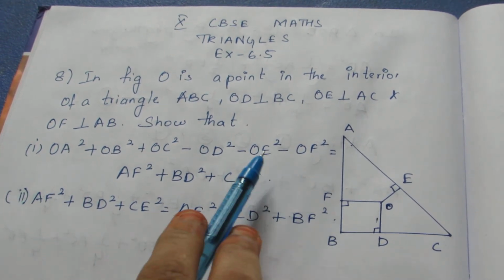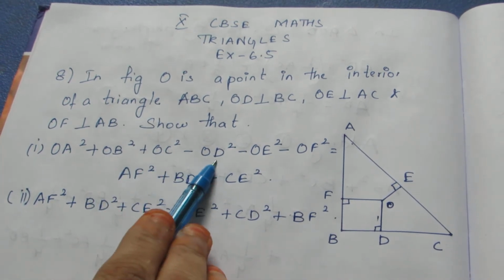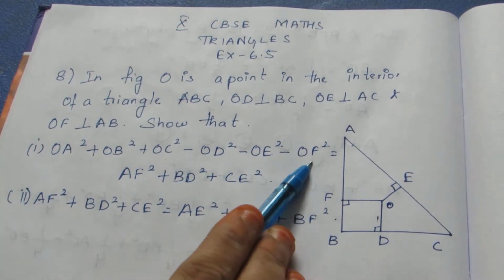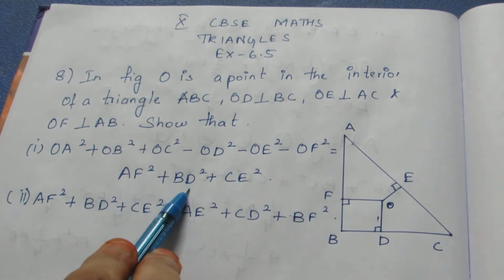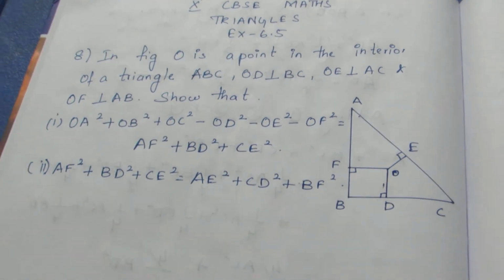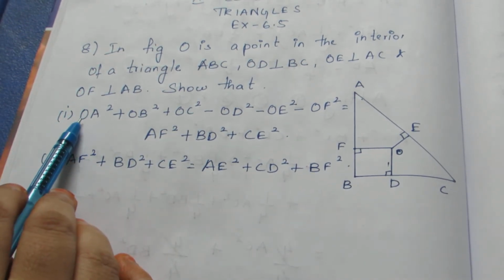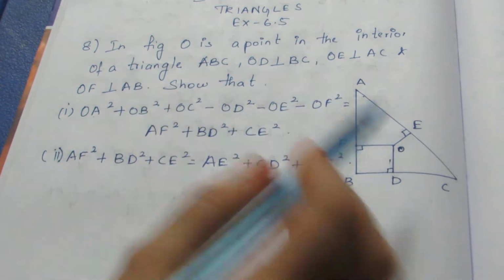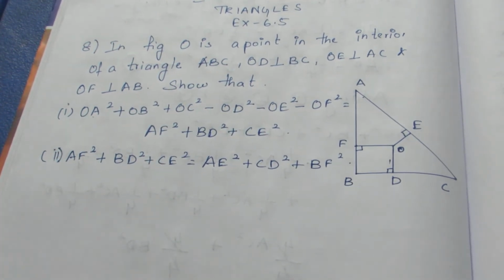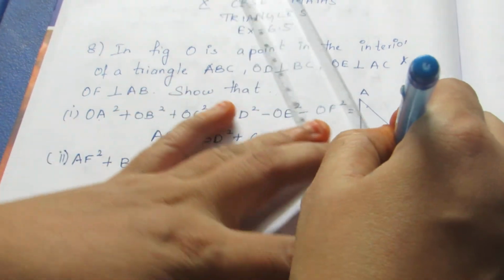Now we need to show that OA square plus OB square plus OC square minus OD square minus OE square minus OF square is equal to AF square plus BD square plus CE square. If you see the question, you will feel it is a little tough. It's very easy actually. Now let's see what all sides are given. Let us join OA, OB and OC because it's given. So let me join it.